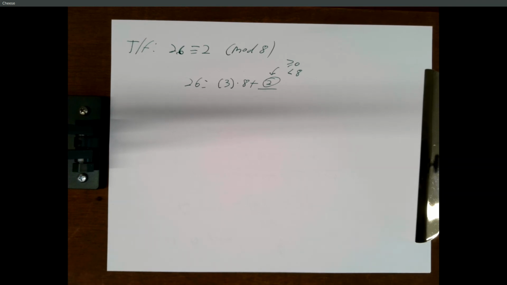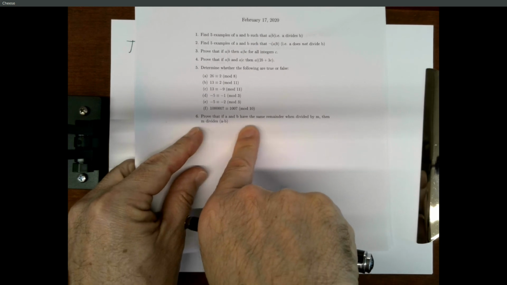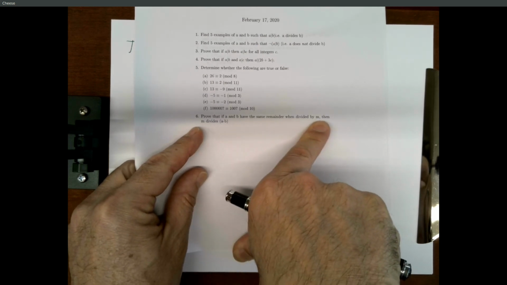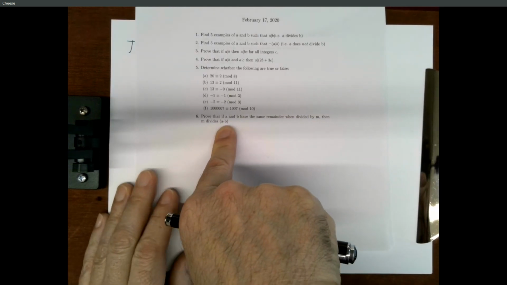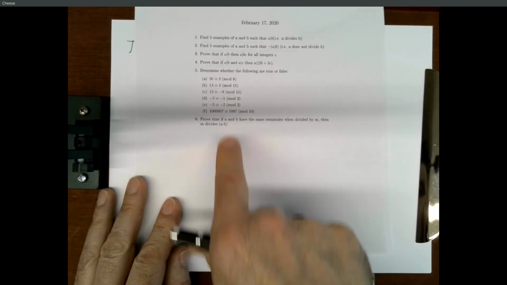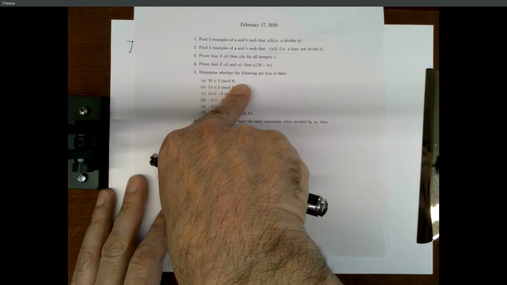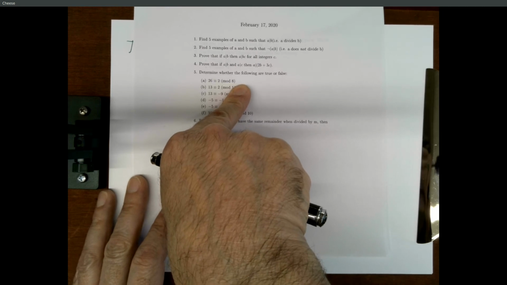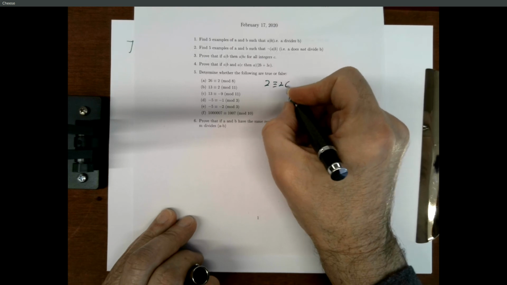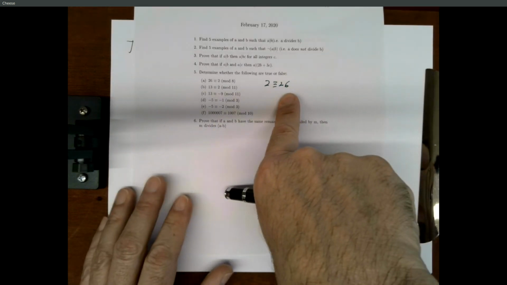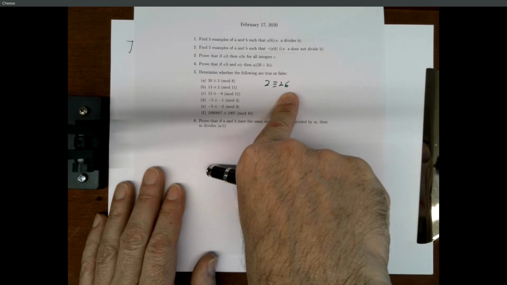But there's another way we can do this, and this is what this last question would have asked you to prove, but we're not going to actually do that. If a and b have the same remainder when divided by m, meaning they're congruent to each other modulo m, then their difference is divisible by m. So all of these we can simply say: is 26 minus 2 a multiple of 8? 26 minus 2 is 24, that is a multiple of 8. And if you asked is 2 congruent to 26, you could say, well, is 2 minus 26 a multiple of 8? Well, that's negative 24, and yeah, that's a multiple of 8. It's 8 times negative 3.